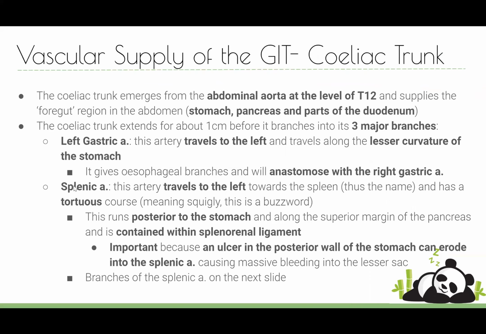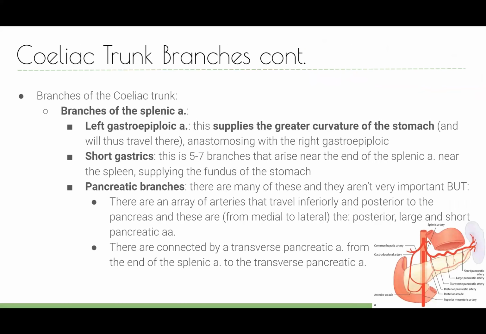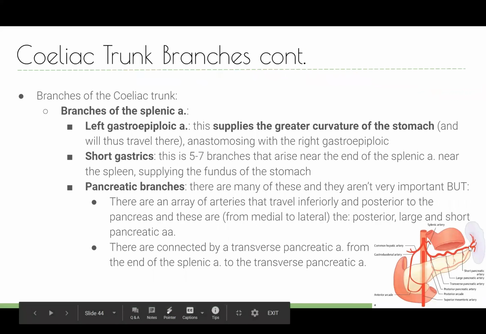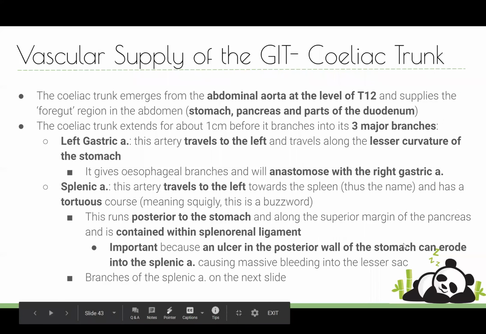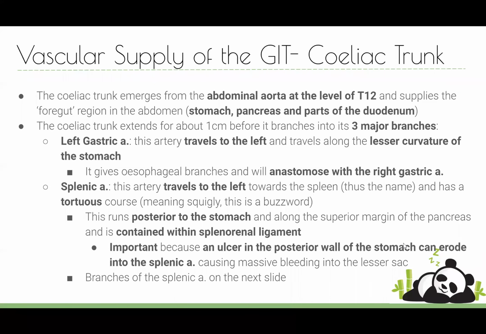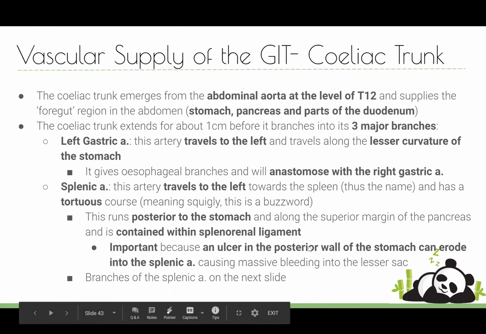The splenic artery travels to the left towards the spleen, as you'd expect, and has a tortuous course. That's a buzzword. It means squiggly. It does this squiggly route, and that's what I mean by tortuous. So it runs posterior to the stomach, and that's important because if an ulcer happens, it can erode into the splenic artery and cause bleeding.